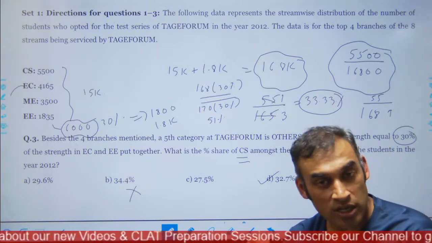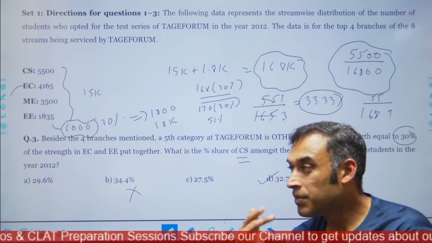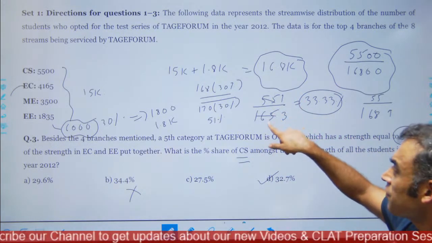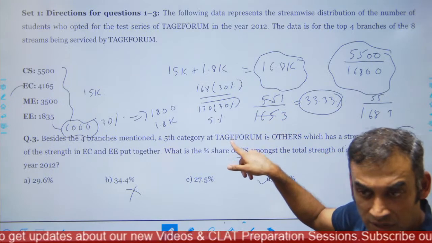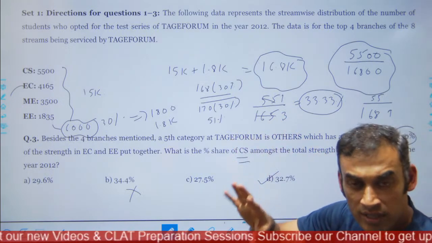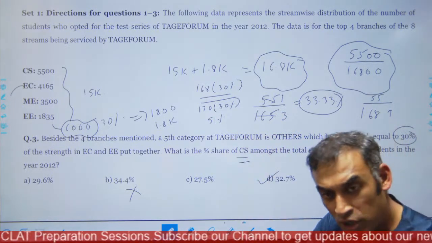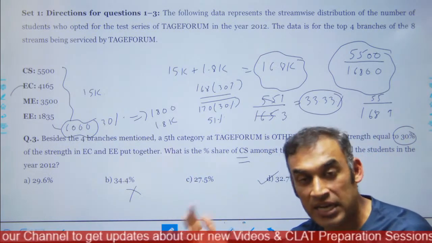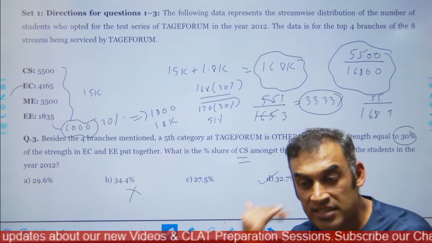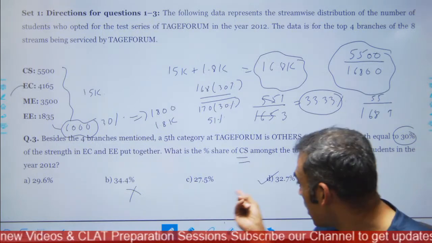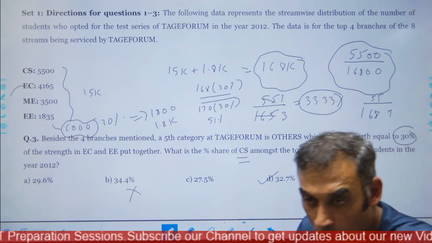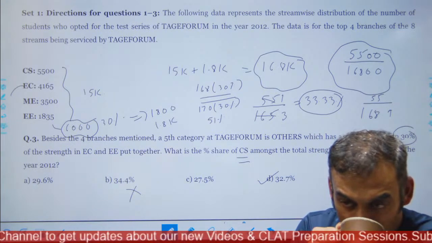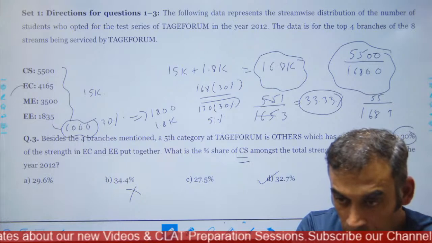The second shortcut that we use here is that we know 165 cancels with 55. So that becomes 1 by 3. That's 33.33. The moment you make it 168, obviously the answer will be less than 33.33%, and you're left with just one option, which is 32.7. Understood? Right?